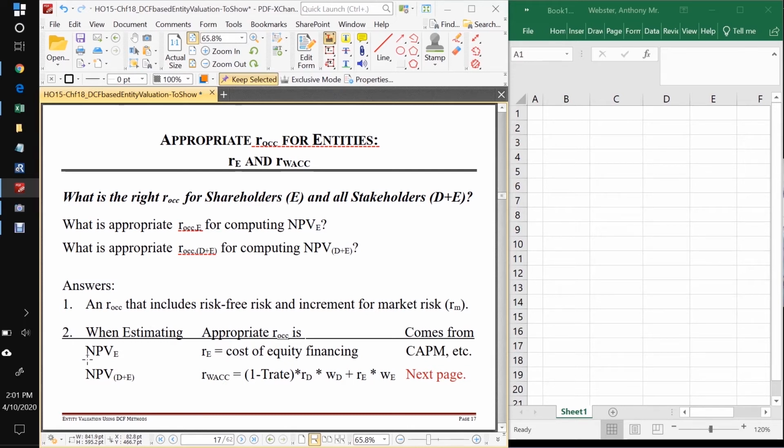And in general, when we're valuing a firm, trying to get an NPV for owners, the appropriate opportunity cost of capital is going to be called RE, and that's called the cost of equity financing or the cost of equity capital. And guess what we use for that? Oh my God, I'm sad to say. We typically use CAPM for that, even though we know it's not great.